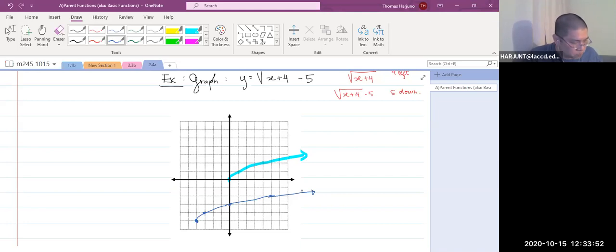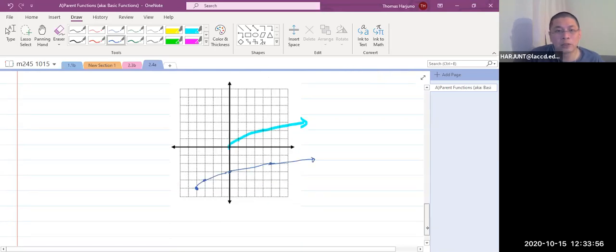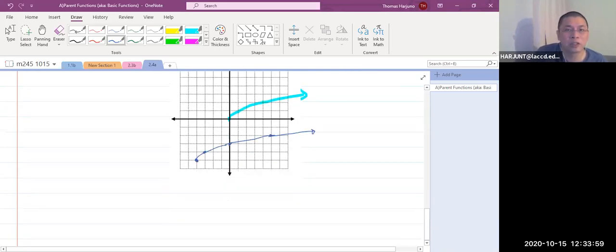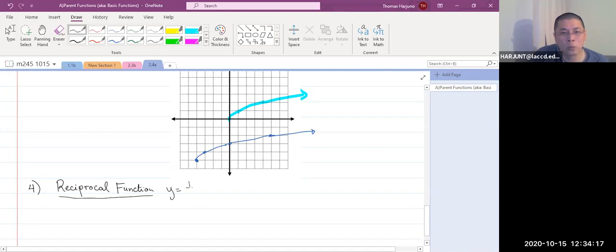Okay, now last one, I have 2 more minutes. The last one, I need you to memorize this 4 badly. Reciprocal function. y equals 1 over x.